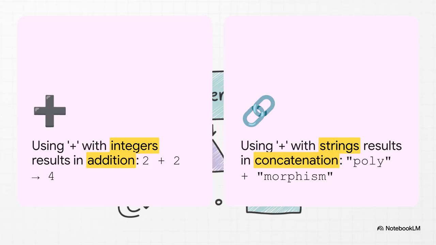Just think about the plus symbol. When you put two numbers around it, what does it do? It performs addition, right? But what happens when you give it two bits of text, two strings? It does something completely different. It sticks them together. Concatenation. That's one symbol, two totally different behaviors, all based on the context. That, my friends, is polymorphism in a nutshell.